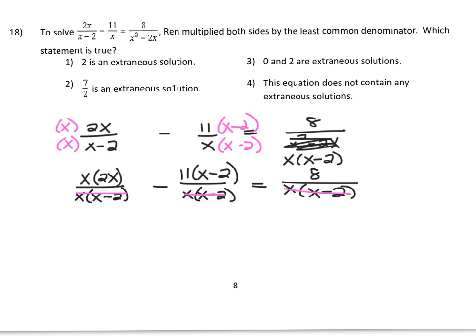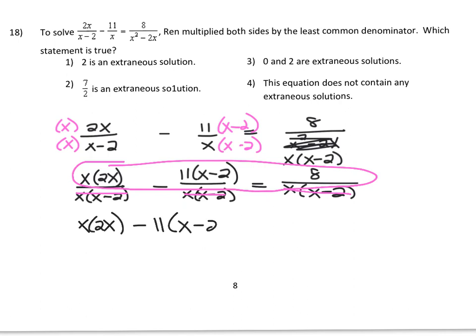So this equation that we see here, I'm just going to circle it, is what we need to solve. I'm going to first rewrite it because I don't want to mess up distributing anything. So we have x times 2x minus 11 times x minus 2 equals 8. Okay, so I'm going to distribute.